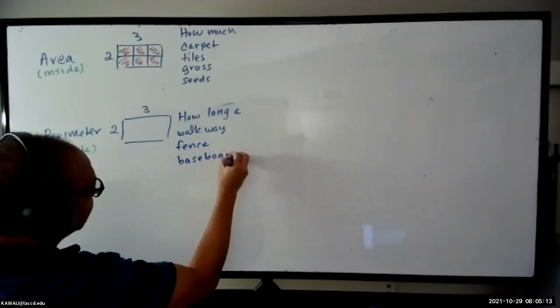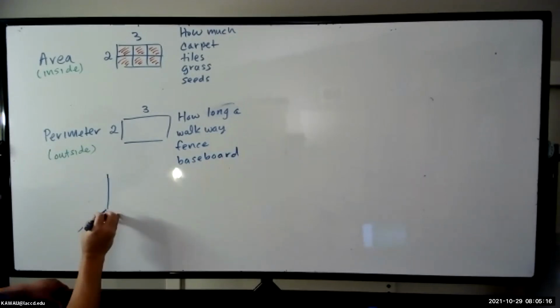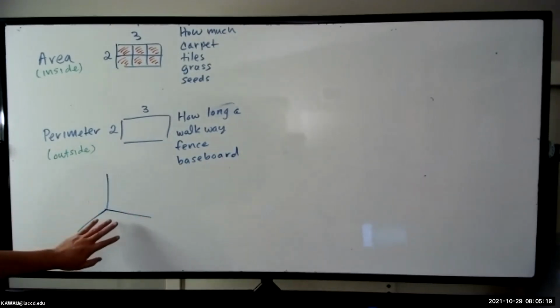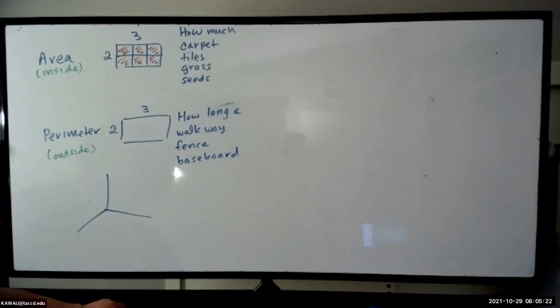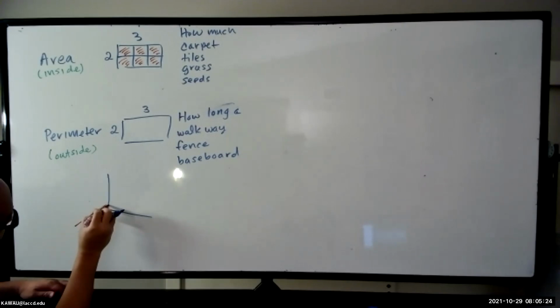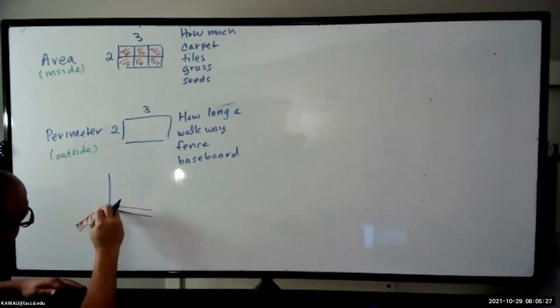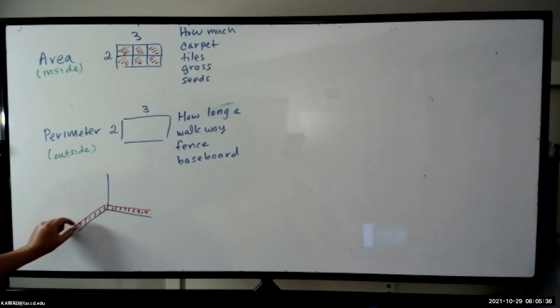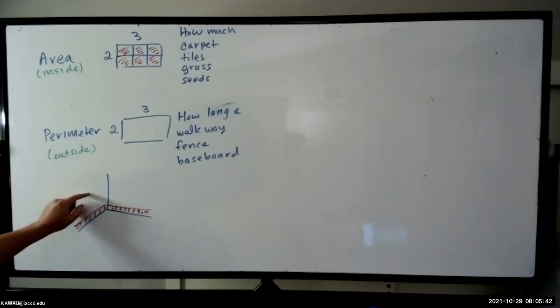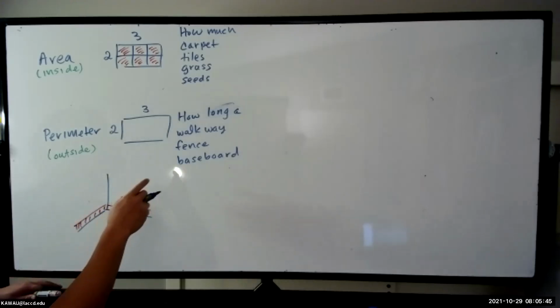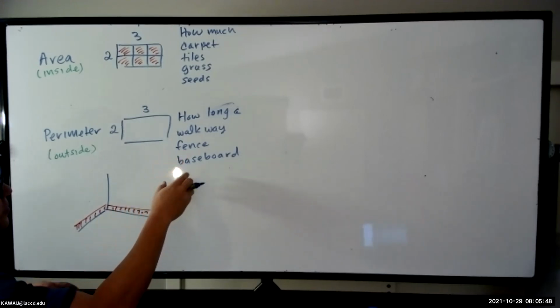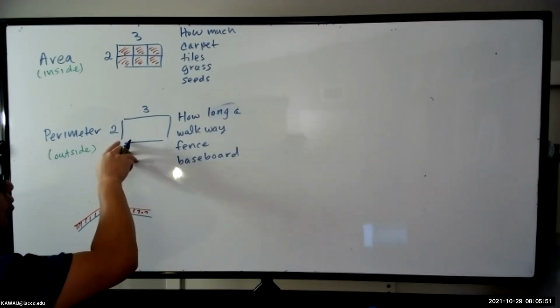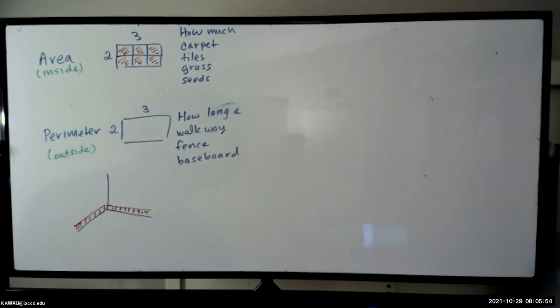What a baseboard is, think of this as your floor and your wall. The baseboard is right here. It goes along the side between your floor and the wall. So sometimes they don't match. There's a little crack in between. You hide it by putting a little piece of wood there and painting over it. It looks like a pretty little trim, but really it's hiding the crack between the floor and the wall. Baseboard, walkway, fence. Yeah, these are the most common ones. So when they talk about walking around something, they're talking about perimeter.